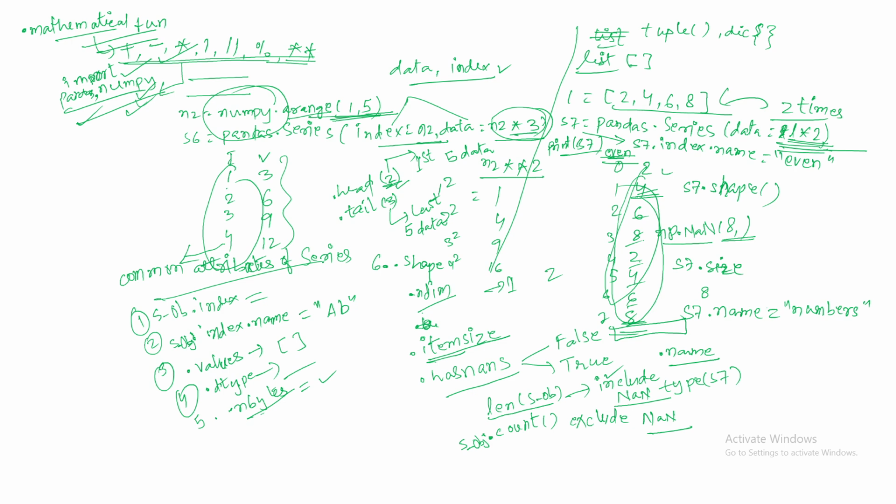So these are some common attributes of the series. Which one? Dot index, s object dot index, so it will display the index just like this one: 0, 1, 2, 3, 4. Okay, index dot name, you will provide the index name, then it will display the name of the index.